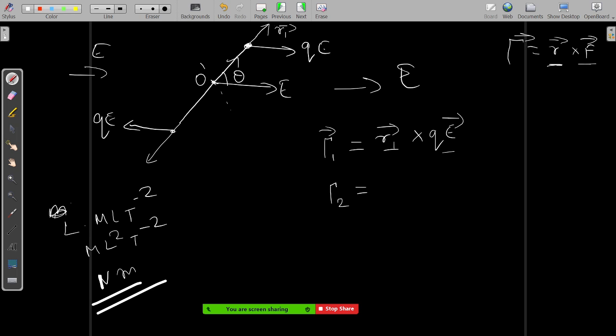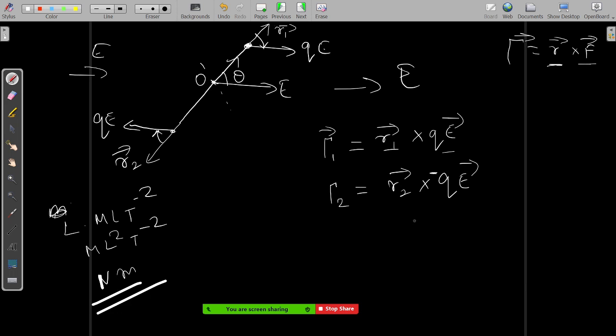So what will be torque 2? Let's say this vector is represented as R2 vector. Torque 2 is R2 cross QE. We have done the cross product of these two vectors here already, so this becomes R2 vector cross QE, and this is minus.